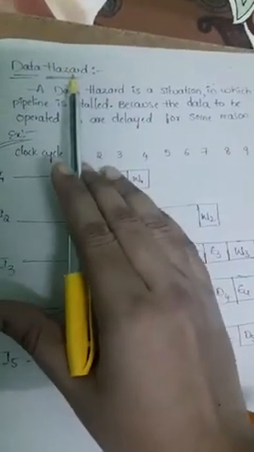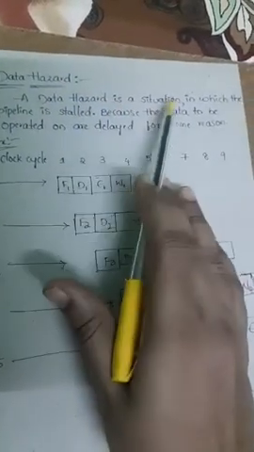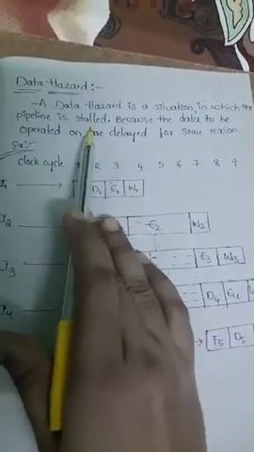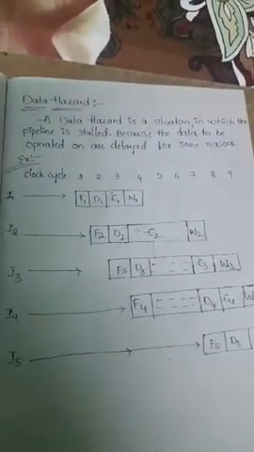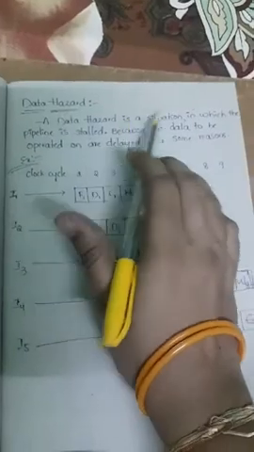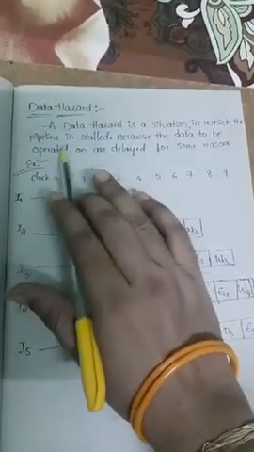A data hazard is a situation in which the pipeline is stalled because the data to be operated on are delayed for some reason. So this is the definition of data hazard. What is meant by data hazard? A data hazard is a situation in which the pipeline is stalled.